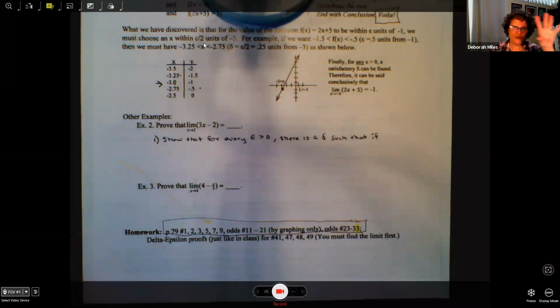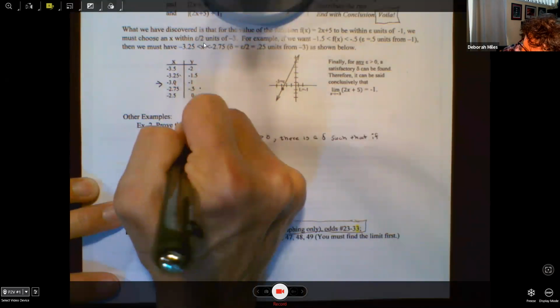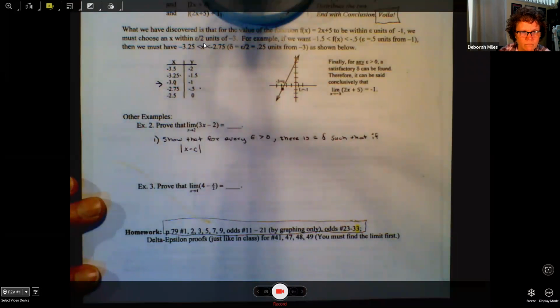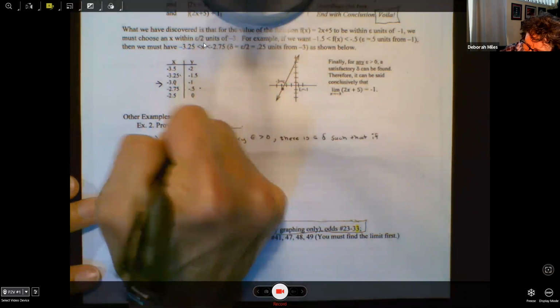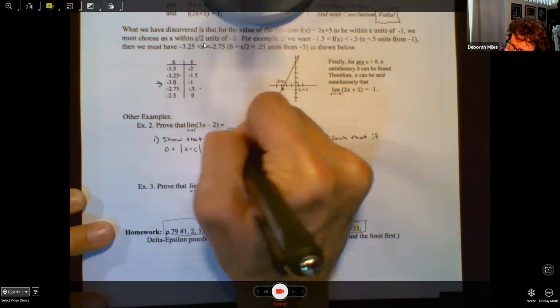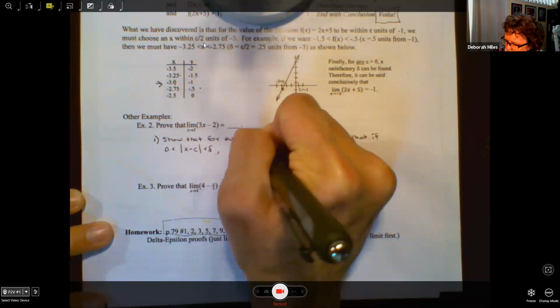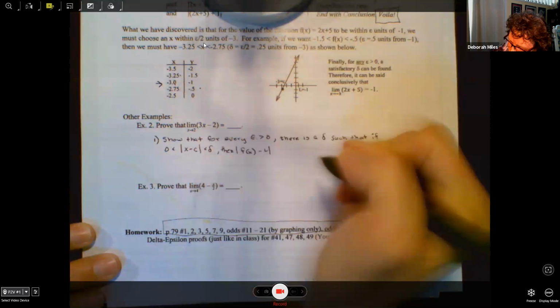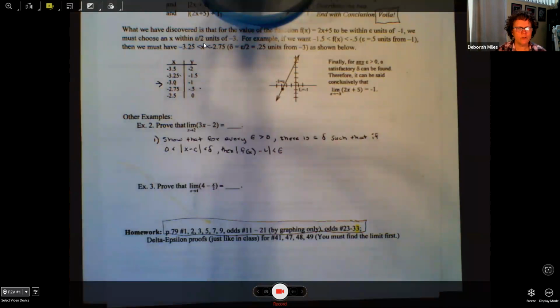if, and you need your hypothesis and your conclusion, your hypothesis is if the distance between x and c, as long as that distance is between 0 and delta, then the distance between f of x and L, that's the distance between f of x and L, that distance will be less than any tiny little epsilon you could give me.